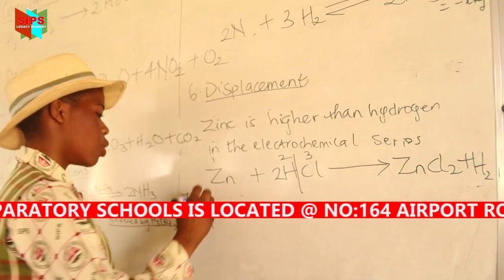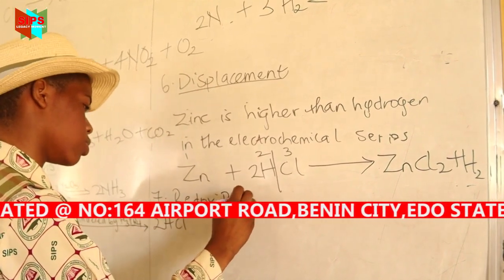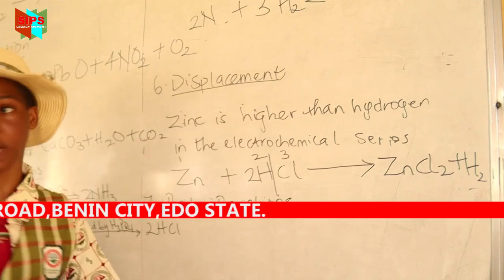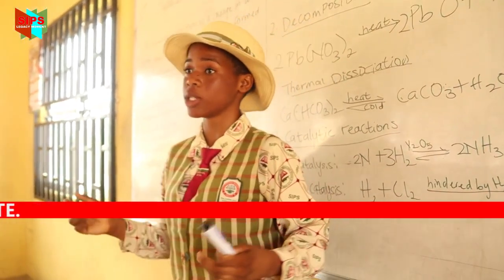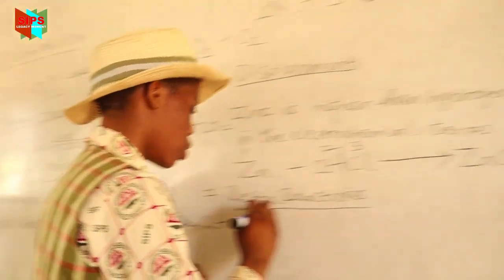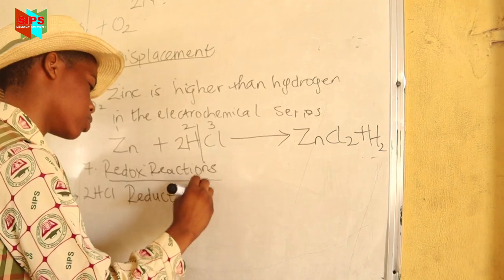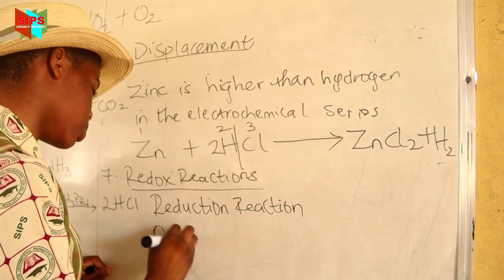And the last we have redox reaction. Redox reactions are a bit complex, but they are very easy to understand. Redox reactions are reduction reaction and oxidation reaction.